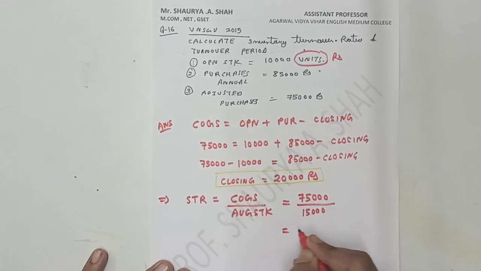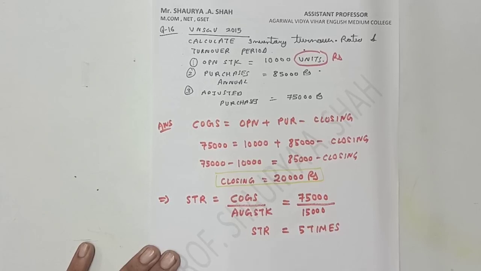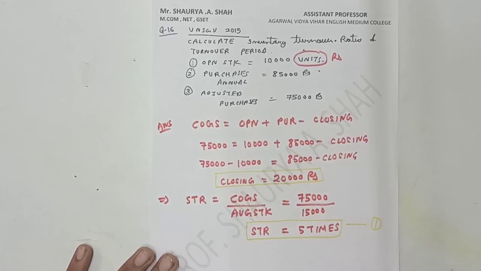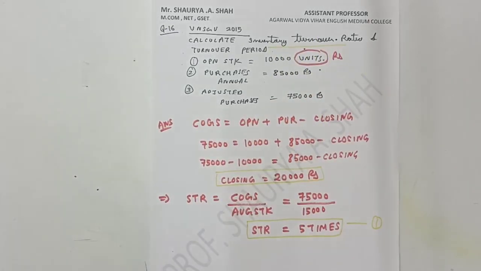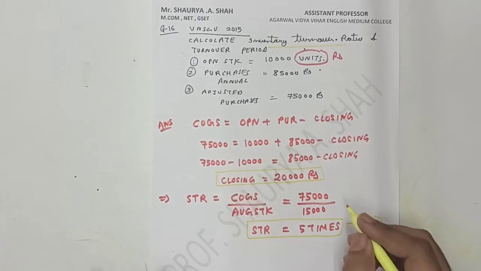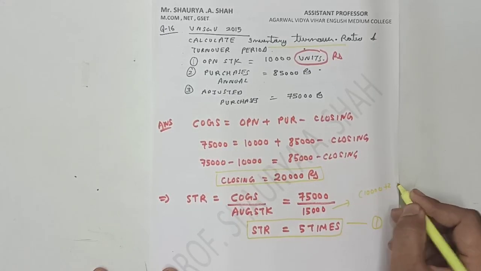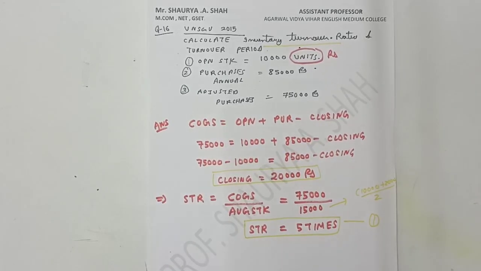So 75,000 divided by 15,000 is 5. So 5 times is my stock turnover ratio, and this is the first answer they have asked: calculate the inventory turnover ratio. Hope it is clear to every student. Moving on to the next part. Here you can find it out in brackets if you want. For your understanding, I am writing 10,000 plus 20,000 divided by 2 so that you can clearly understand.